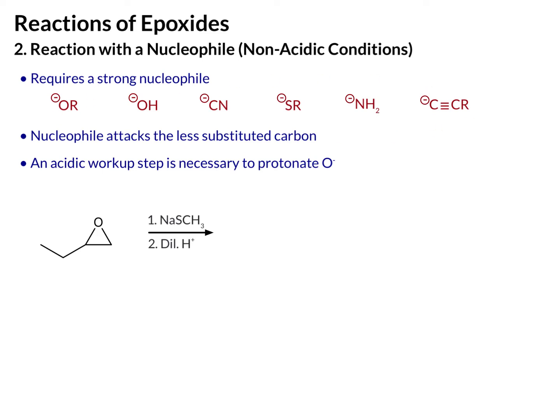You see that they're all negatively charged, things like O-, CN-, S-, N-, or C-. These are all strong nucleophiles. There's a big difference here, though, in the regiochemistry. Under acidic conditions, our nucleophilic source attacked the more substituted carbon because it had the most positive character. Well, in this case, the nucleophile will attack the less substituted carbon. So this is purely a steric effect.